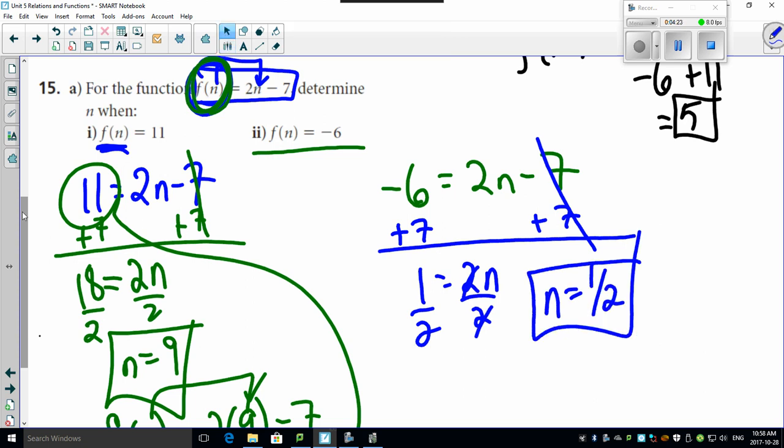All right? So now you see the difference when you have the n and when you don't. So know the difference between those two. That's absolutely critical.